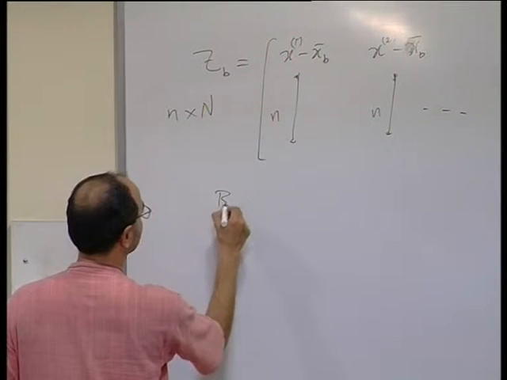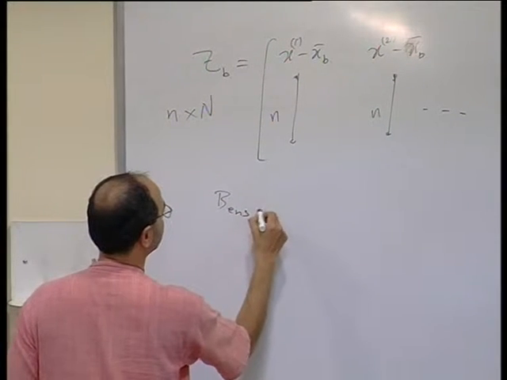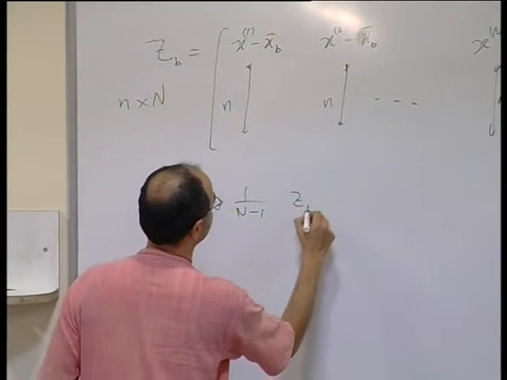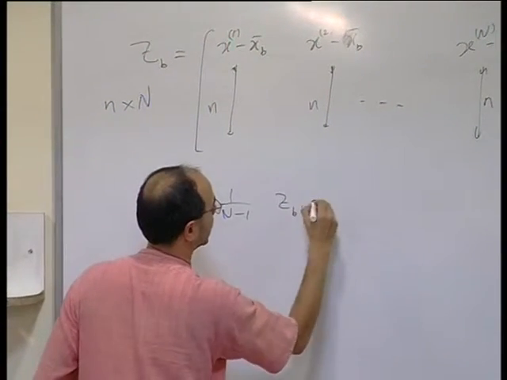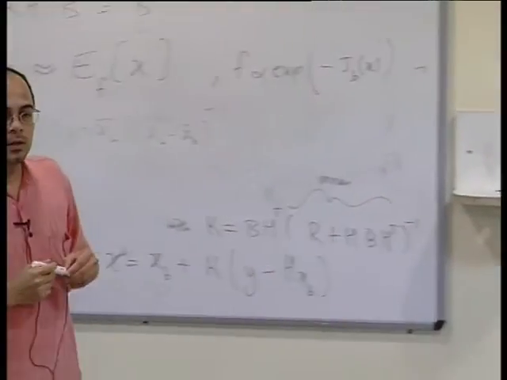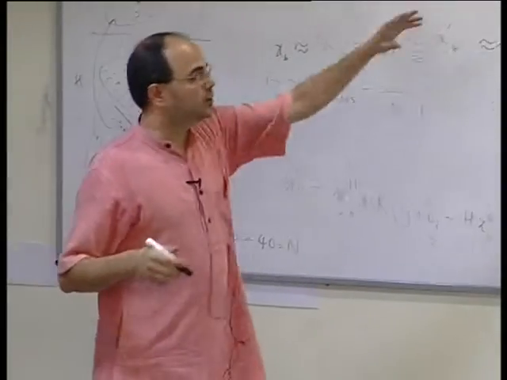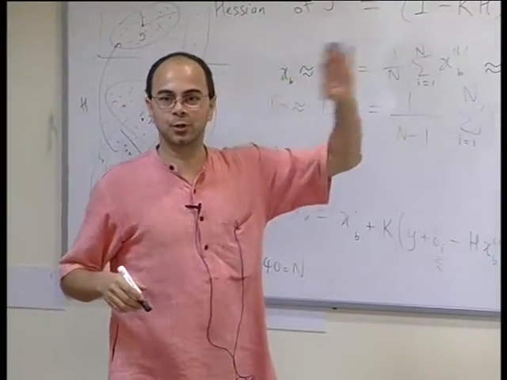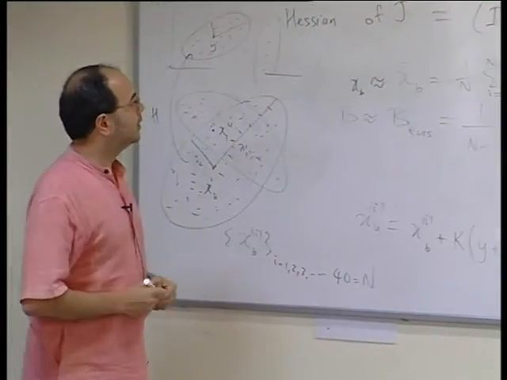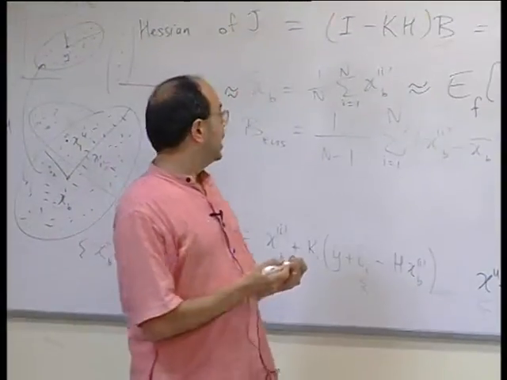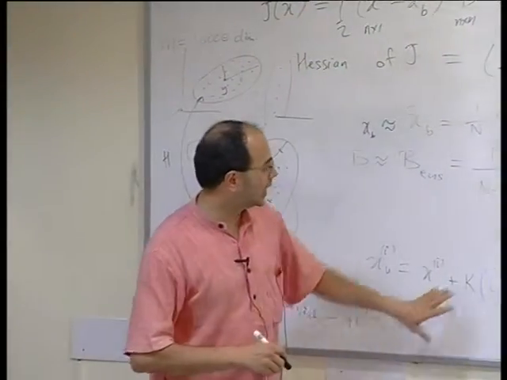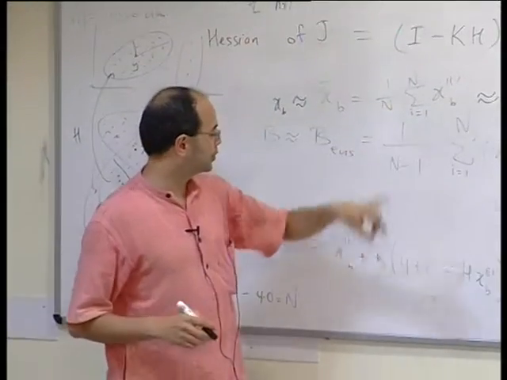So basically, the B ensemble is equal to 1 over n minus 1 ZB times ZB transpose. Yeah? That's just a simple calculation, that matrix multiplication. You can do it and you can see that that's true. Yeah? Okay, and so that's about k, and this was just to write that.